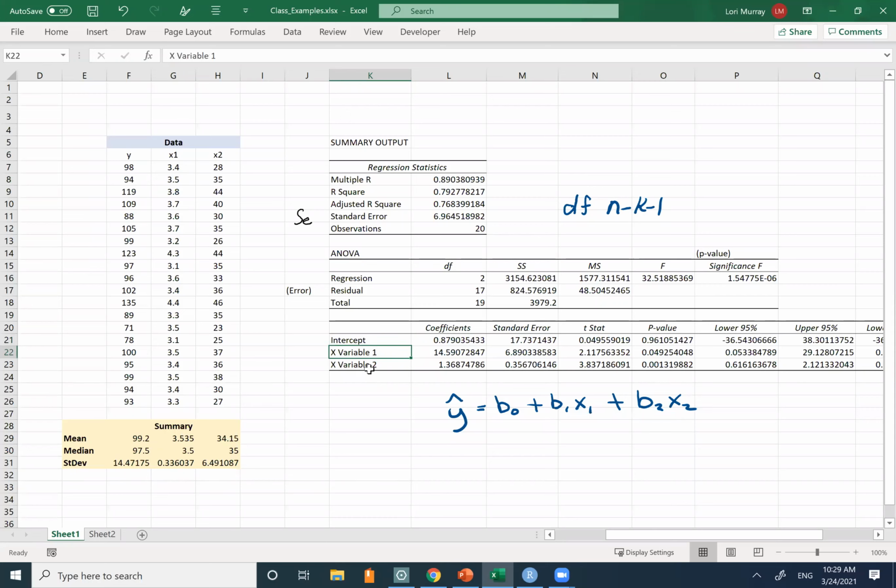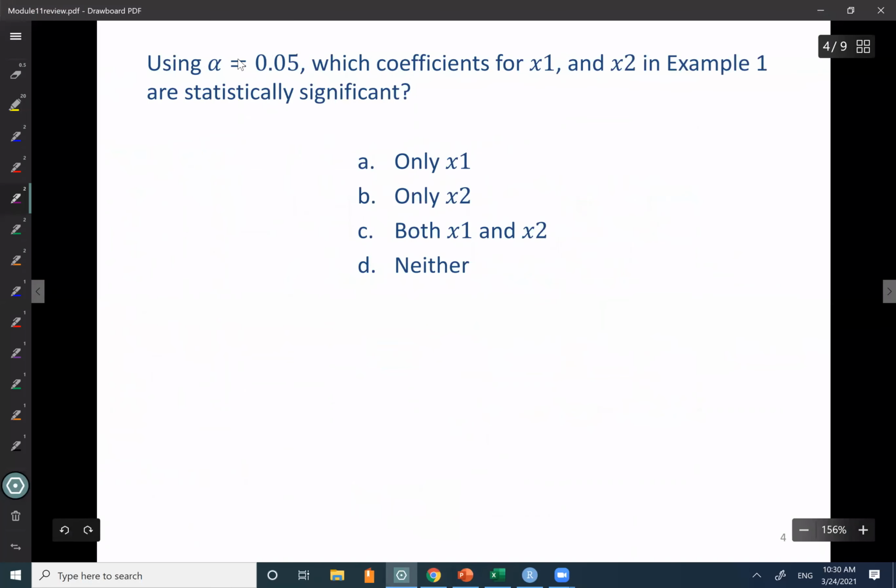What's important are these predictor variables, the independent variables, because how good are they going to be in predicting y hat? So you can look at the x1 and the x2 p-values and tell me whether either of those are significant. Here's the question: using alpha, we always use alpha at 0.05. I don't want to say always, but almost always. Which coefficients, x1 and x2 in example 1, are statistically significant?